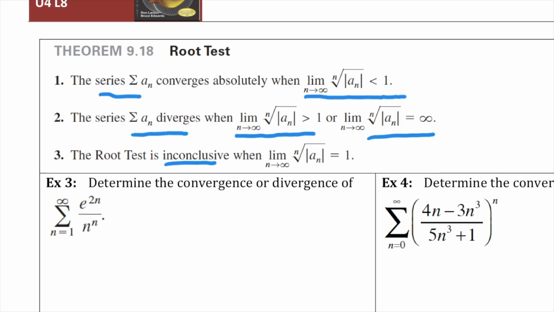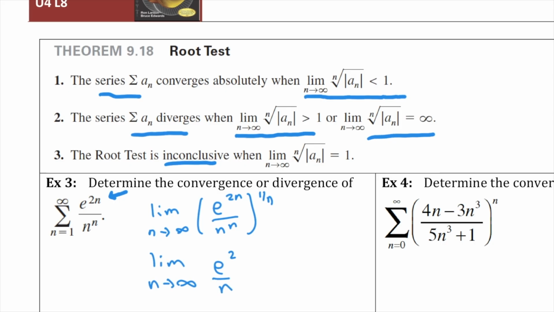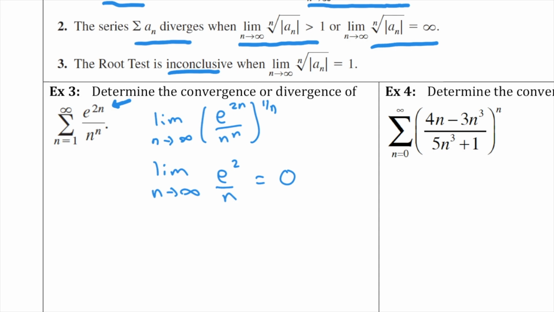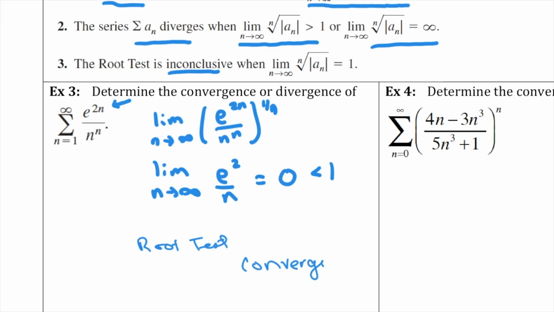When do we use that root test? Take a look at example 3. Notice we have exponents that include n. So this is our indication that we want to use the root test. Take the limit as n goes to infinity, the nth root of e to the 2n over n to the n. When you take the nth root, it's going to simplify our problem to become e squared over n. Now the limit as n goes to infinity of e squared over n is equal to 0. And since that is less than 1, we know from the root test that our series will converge absolutely.